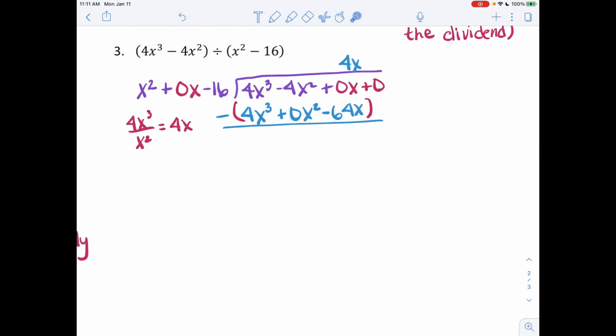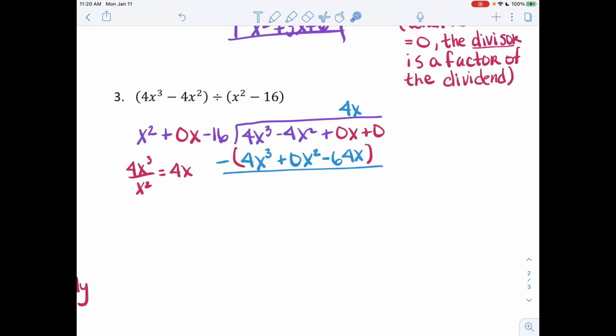4x to the third minus 4x to the third is 0, so we don't have to write that. Next, I have negative 4x squared minus a 0x squared. Well, that's just going to be negative 4x squared. Then I have 0x minus a negative 64x. Those two minuses make a plus 64x. And now I'm ready to bring down my next term, which is a 0.